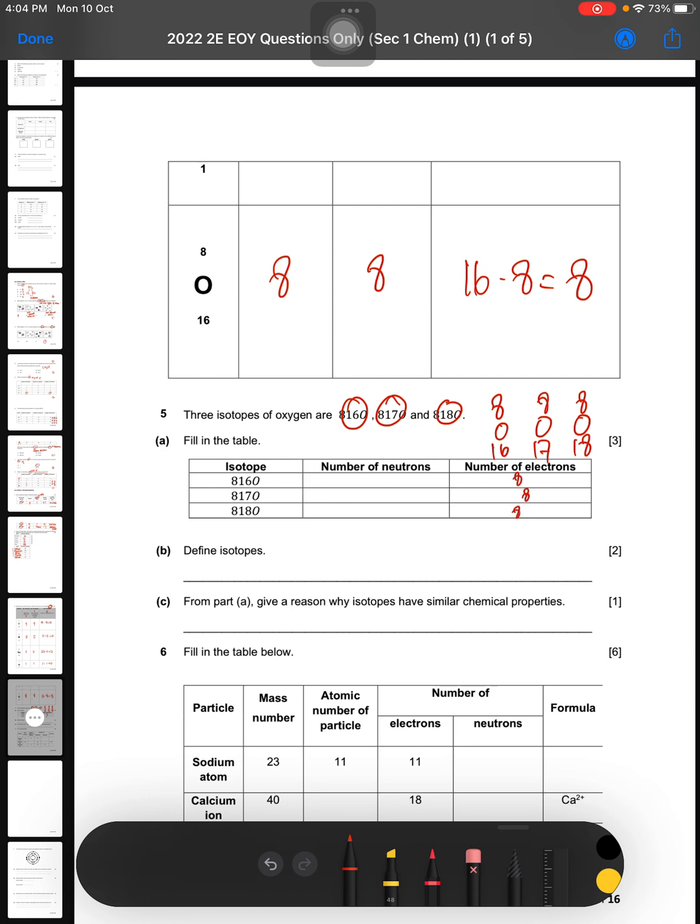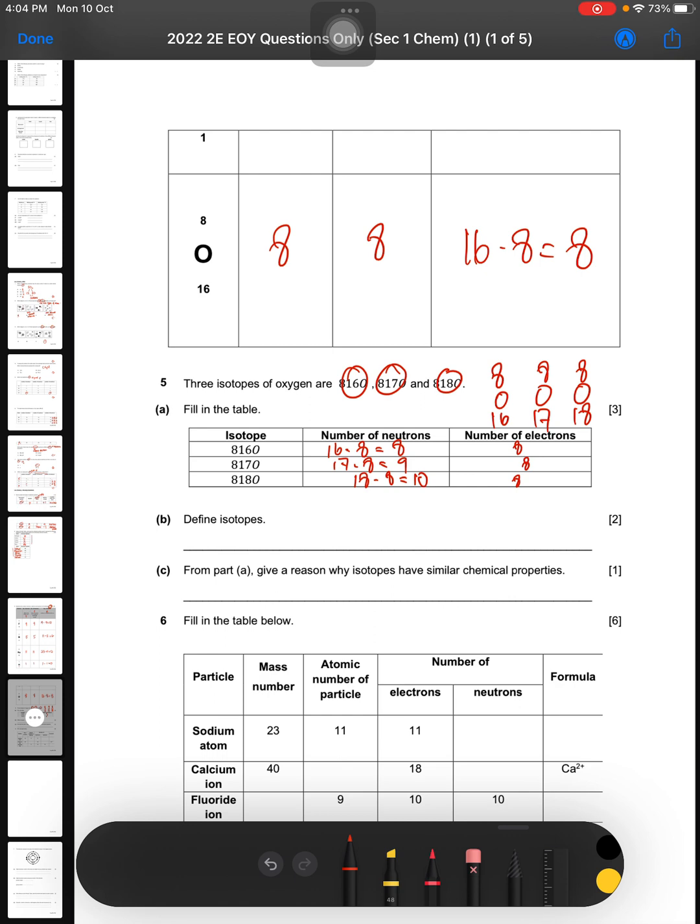And number of neutrons will be the big number minus the small number. 16 minus 8, 8. Next is 17 minus 8, 9. And lastly, I have 18 minus 8, 10, okay?